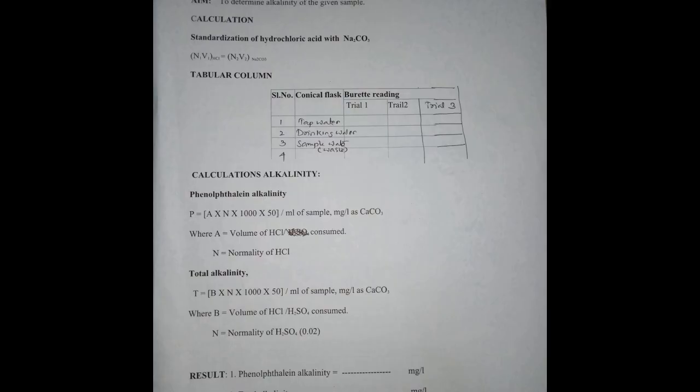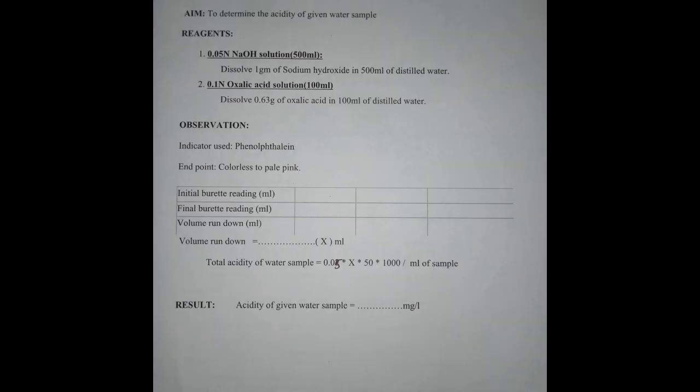Results are given in terms of phenolphthalein alkalinity in mg per liter, and total alkalinity in mg per liter. Similarly, in the acidity also, in the burette you have to titrate against the sodium hydroxide.